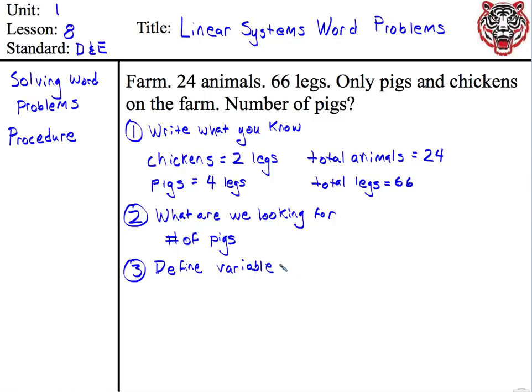Usually, if I'm giving you some problem in this unit, I'm only going to be needing 2 variables. An x and a y, basically, or an a and a b, whatever letters you decide to use. What are our 2 things that we need to make into variables? Hint, it's listed in step 1. Yep. So what do we want to use for our variables for chickens and pigs?